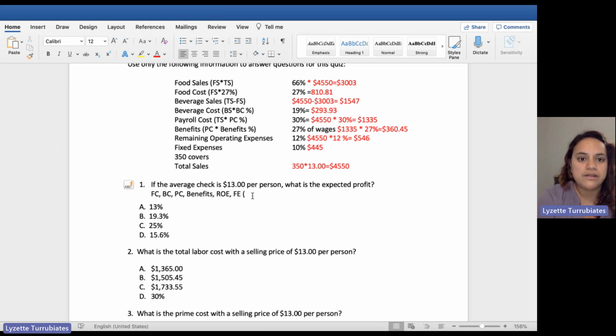So our food cost was $810.81, plus our beverage cost $293.93, plus our payroll cost, which is $1,335, plus our benefits, which was $360.45, and plus our remaining operating expenses and our fixed expenses, which were $546 and $445. So our total cost comes out to, give me a second, just so I can double check all of my amounts.